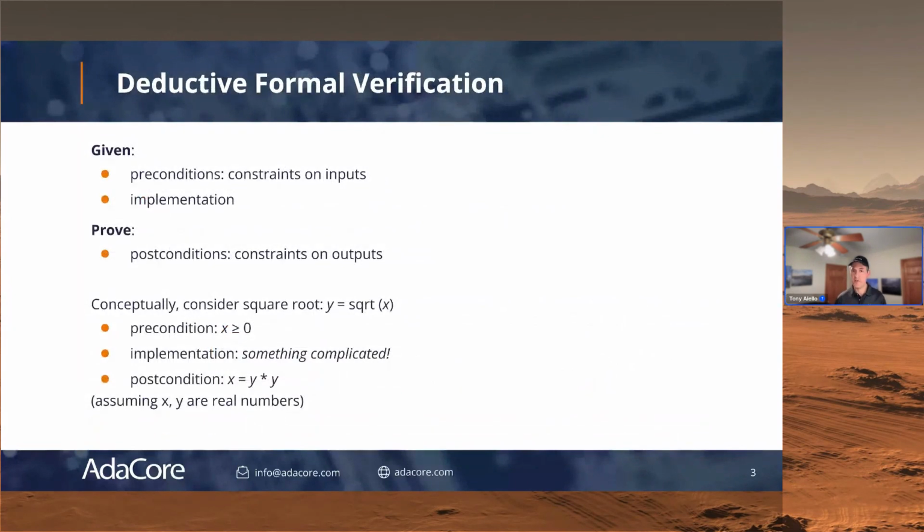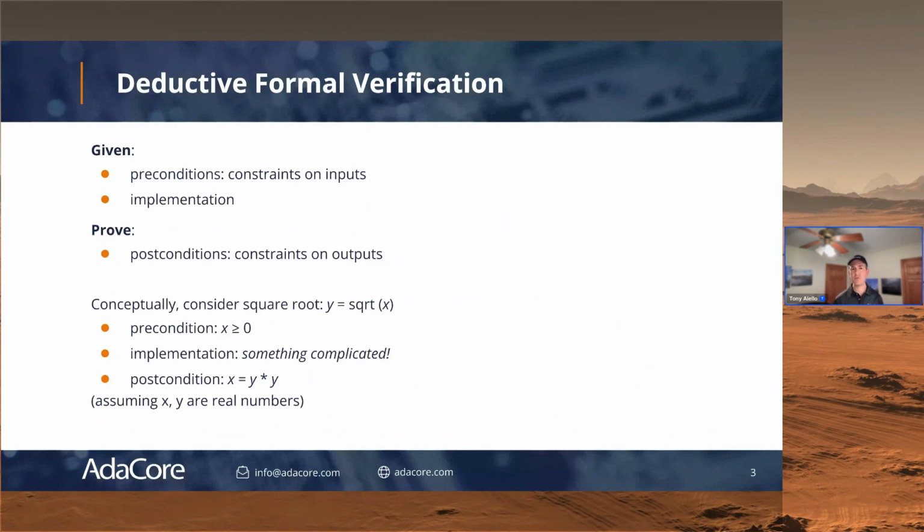So deductive formal verification. This may be an unfamiliar term for some folks on the call, so I want to give you a little bit more detail here. With deductive formal verification, we're given preconditions, which is a set of constraints over the inputs to a subprogram, an implementation, how the subprogram works, and then the game is to prove that the postconditions, which are constraints on the outputs, are true based on these preconditions and implementation.